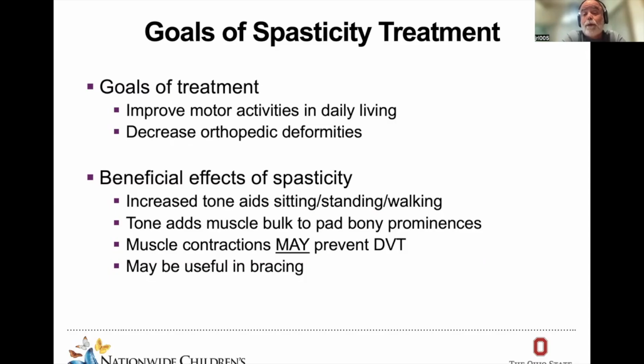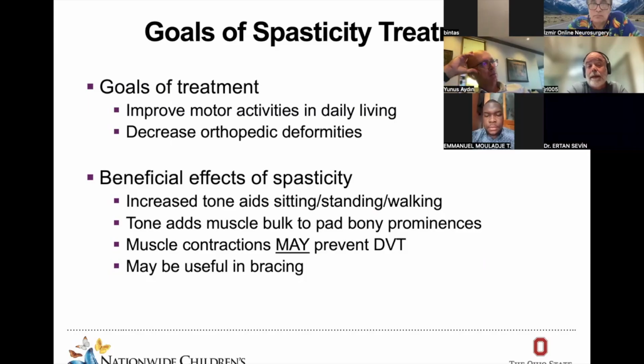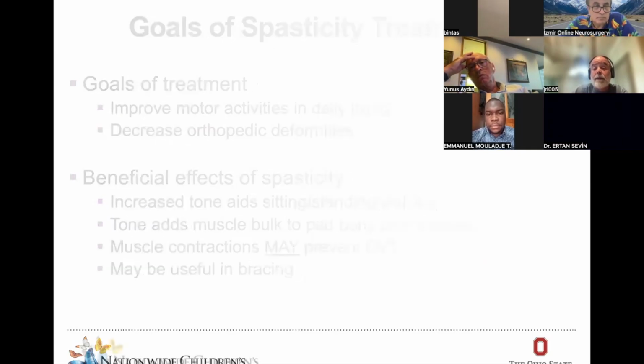The goals of treatment for spasticity are important because what you have to remember as you go through these children is that improving the motor activities is what this is all about. You need to be able to decrease the development of orthopedic deformities, which get larger, especially as the children are growing in the teenage years. And taking this all into account is how you differentiate the different types of treatments that you end up prescribing for these children.